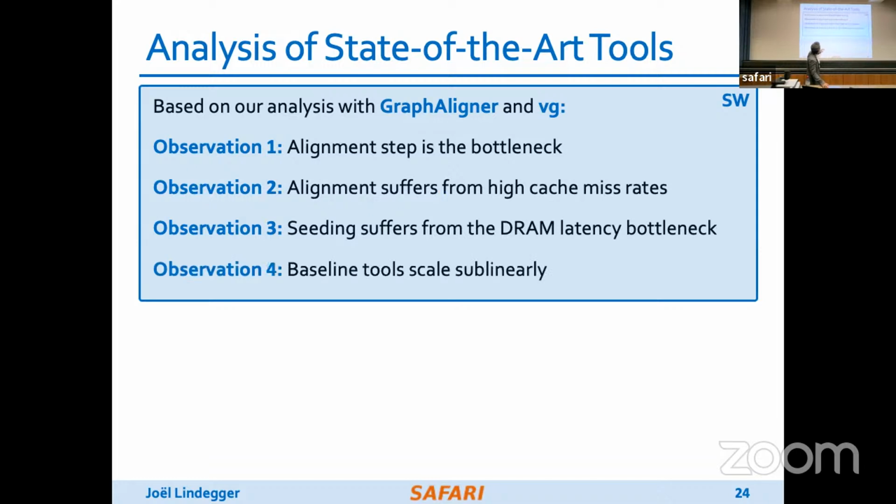There are several state-of-the-art software tools that have figured out how to implement this algorithm somewhat reasonably on a CPU. And what we get out of there is that alignment is still a bottleneck, even in the sequence-to-graph mapping use case. So we really want to accelerate this table calculation, among other things. Then you suffer from high cache miss rates, so you would like to keep this near memory if possible. Same thing for seeding. It suffers from a DRAM latency bottleneck, so again, you would like to keep this near memory. That's why we're designing a PIM accelerator here. And finally, these tools don't scale very well to longer sequences.